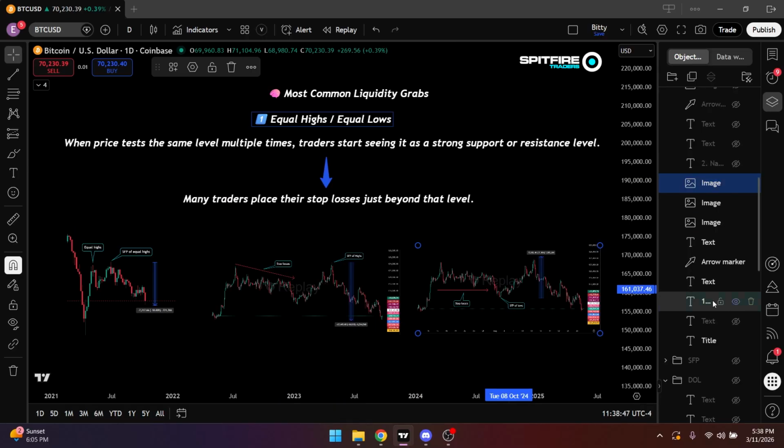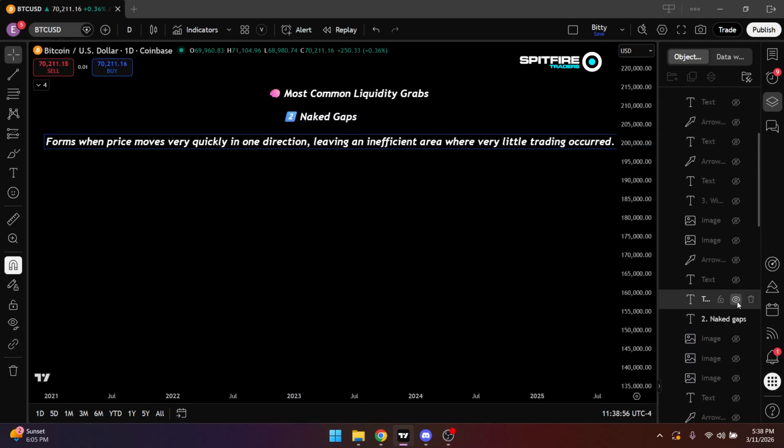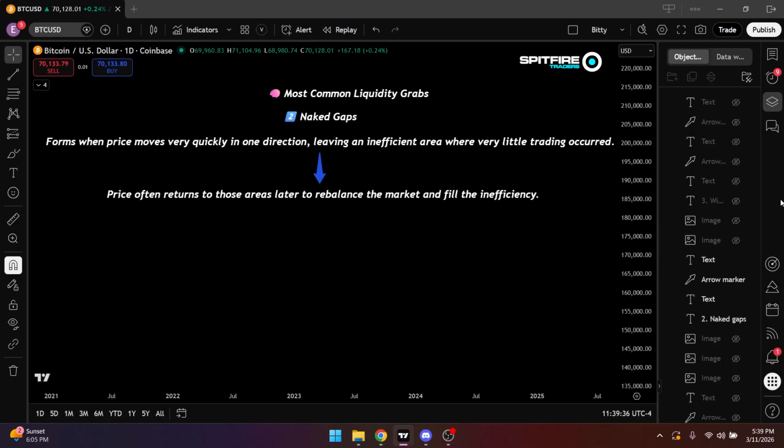The next common liquidity grab is naked gaps. A naked gap forms when price moves quickly in one direction, leaving an inefficient area where very little trading happened. These gaps represent areas where the market moved too fast for many participants to enter or exit positions. Because of that, price often returns to those areas later to rebalance the market and fill the inefficiency.